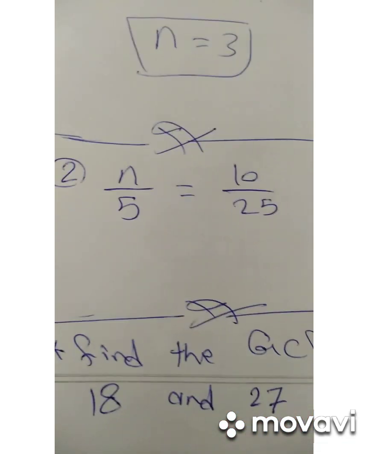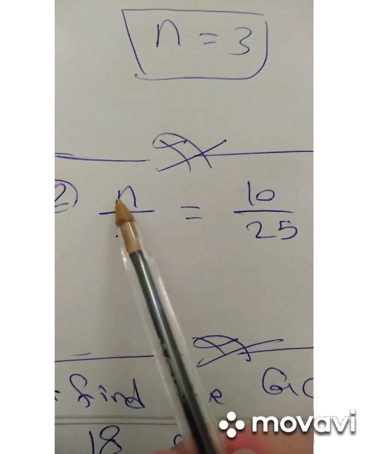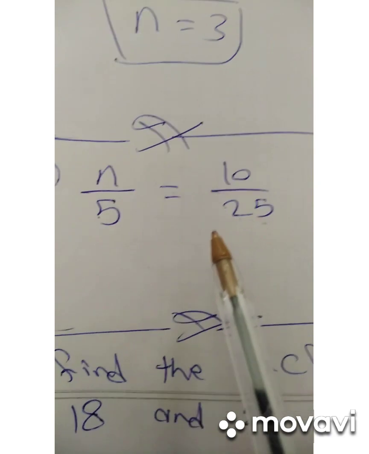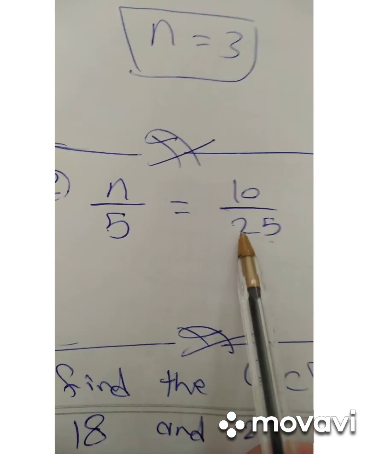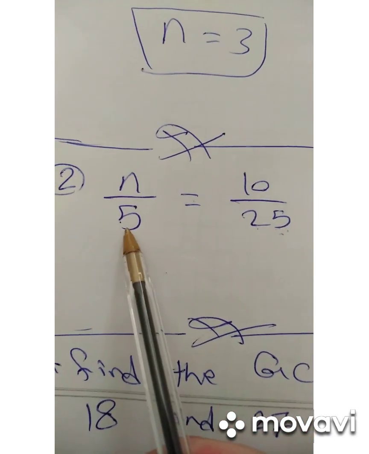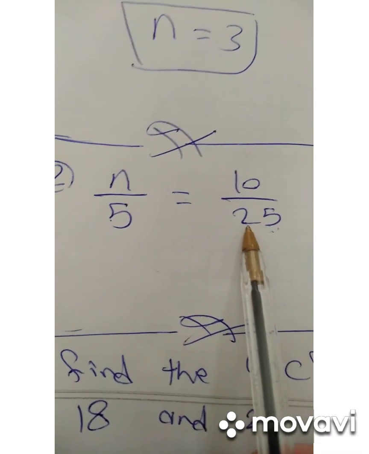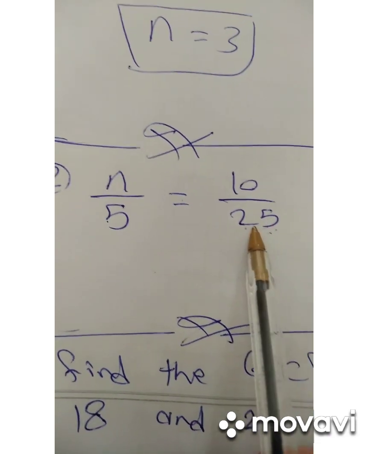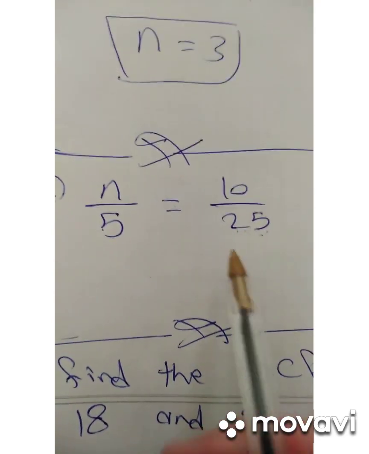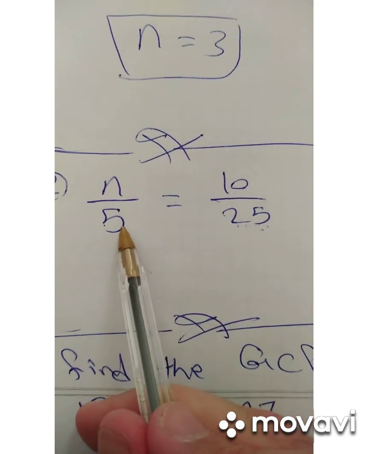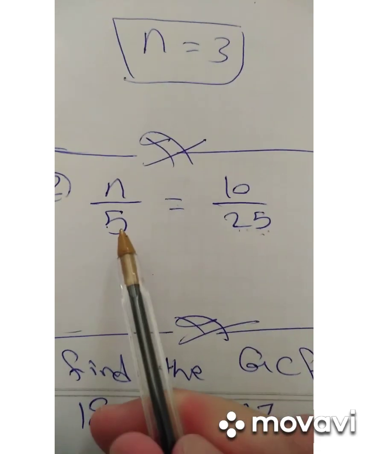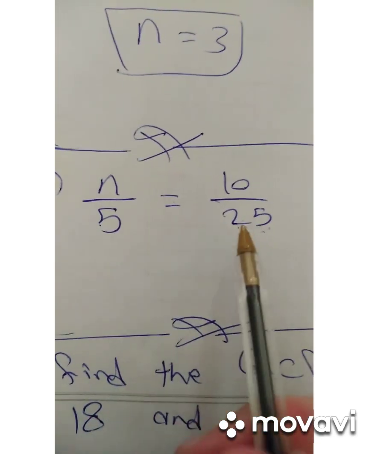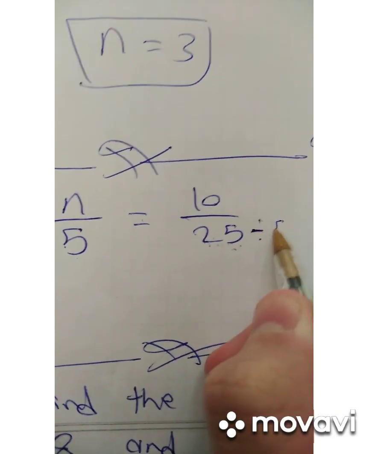Number 2. We have in this side n over 5 equals 10 over 25. Look at this side. We want to change 25 to be 5. So will we multiply or divide? Yes, from greater to smaller, so we will divide. 25 over what equals 5? Or in another way, what number times 5 gives us 25? Yes, 5 by 5. So here over 5.